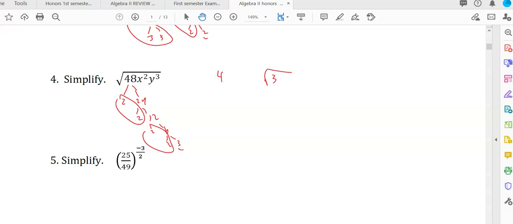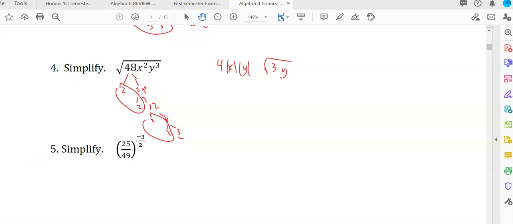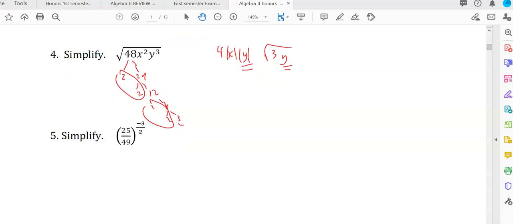The x squared is going to come out. That's going to be absolute value of x. The y is going to come out. That's going to be absolute value of y times y still left over. It's actually okay if you don't put absolute value of y because we still have the y left over in there.